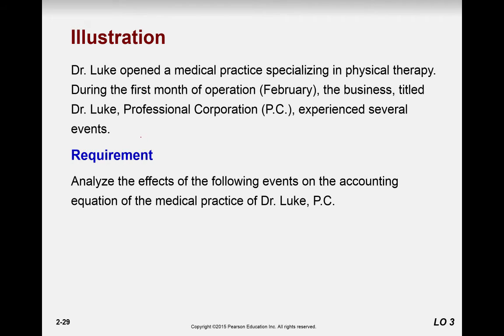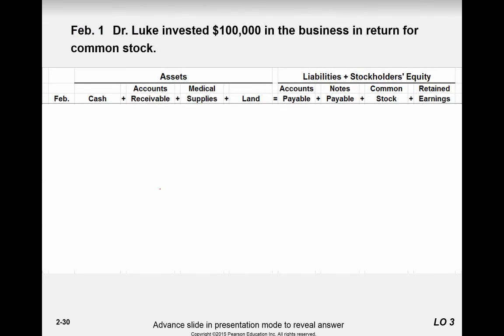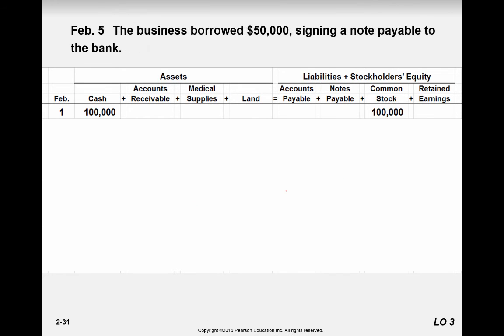We opened a practice, so that's the key here, and our first month of operation was February, and the business title is as such. And now we want to analyze the effects of the transactions on this entity. So very similar to what we went through. And then we invested $100,000 in the business in return for common stock. So we take cash and common stock. Those both get added.